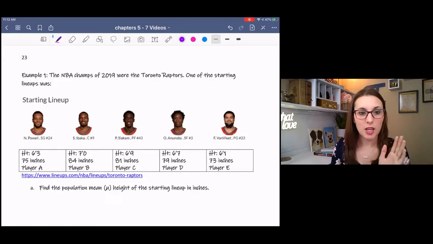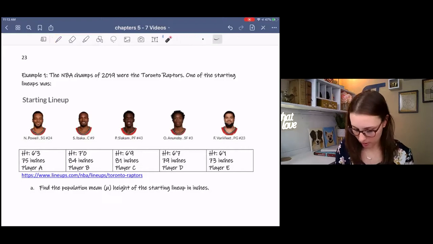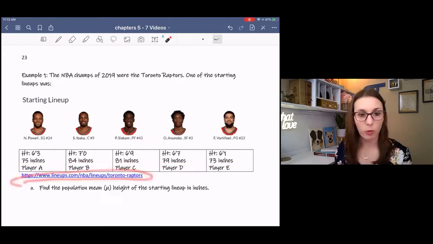So this is the NBA champions of 2019, and this is their starting lineup with their heights. I converted their heights to inches, and I also named them player A, B, C, D, E. I pulled this information from the website.